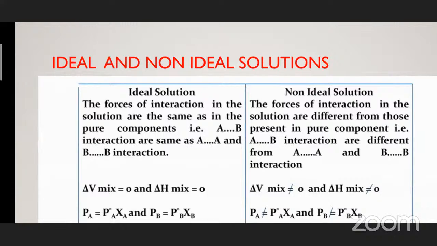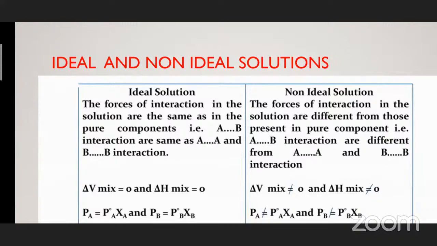Whenever we are mixing a solute in the solvent, a solution is formed. Whenever a solution is formed, heat is either released or absorbed. When the heat is released, the reaction vessel becomes hot. And sometimes the heat is absorbed. Whenever the heat is absorbed, the reaction vessel becomes cool.